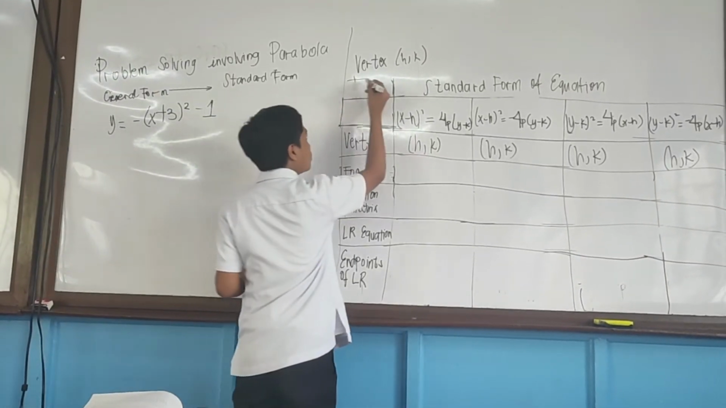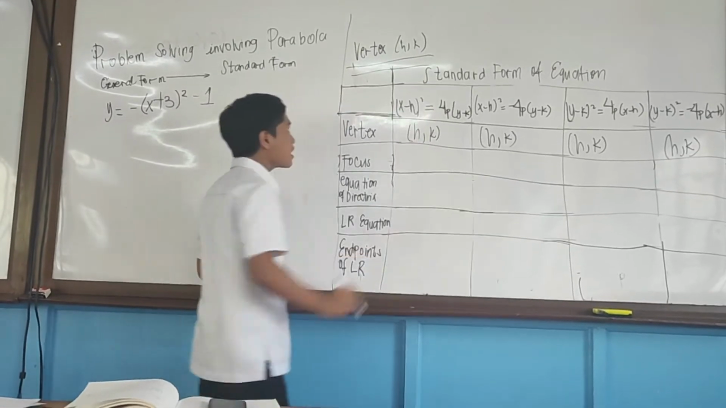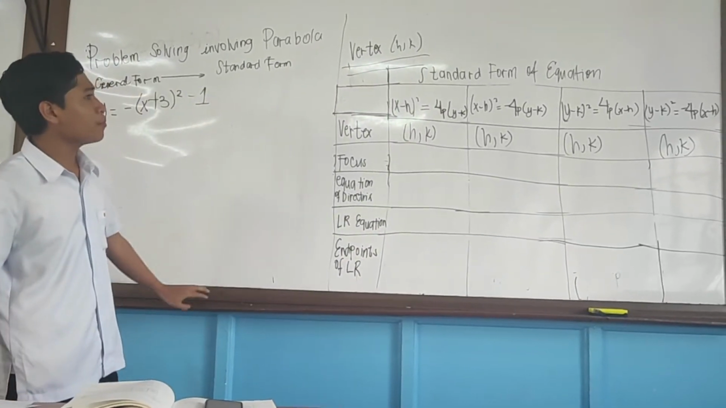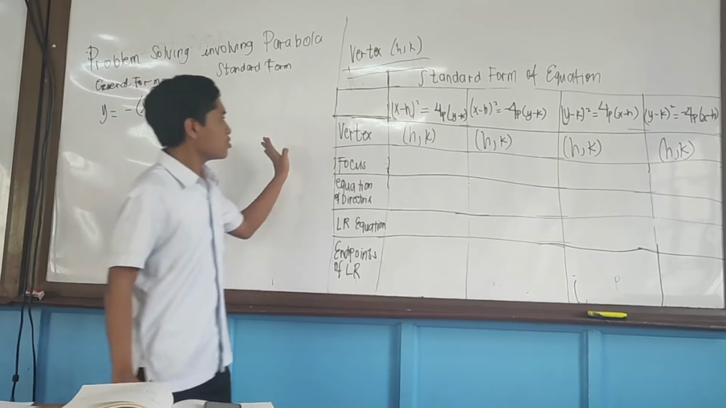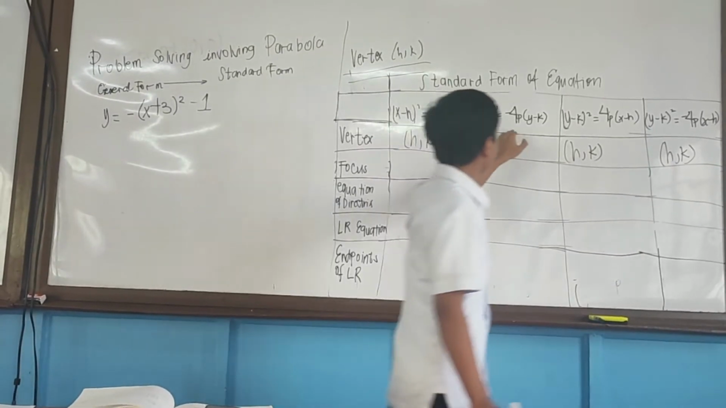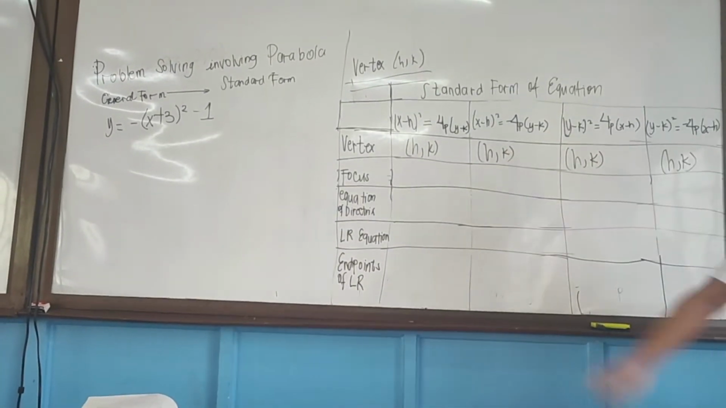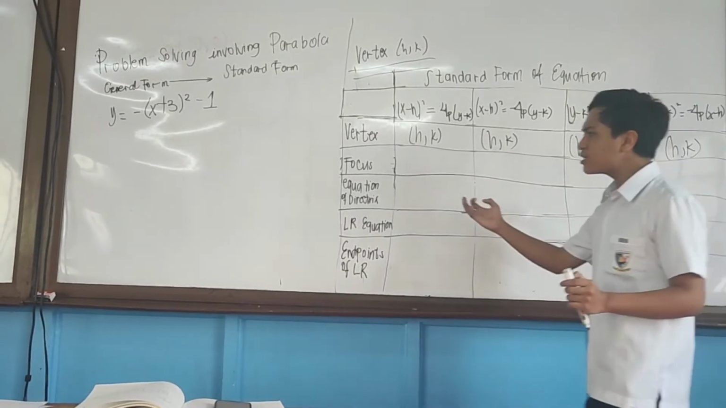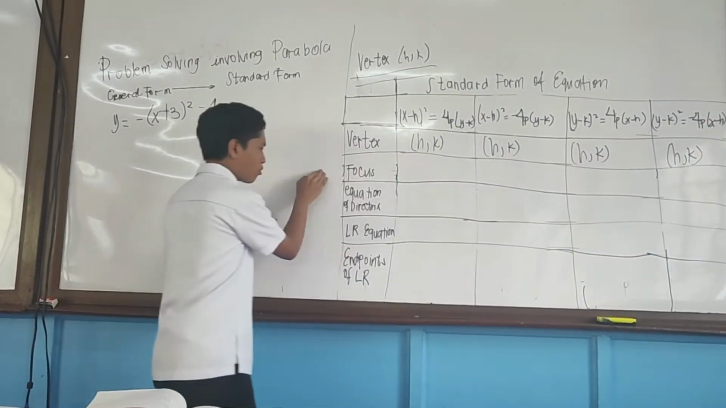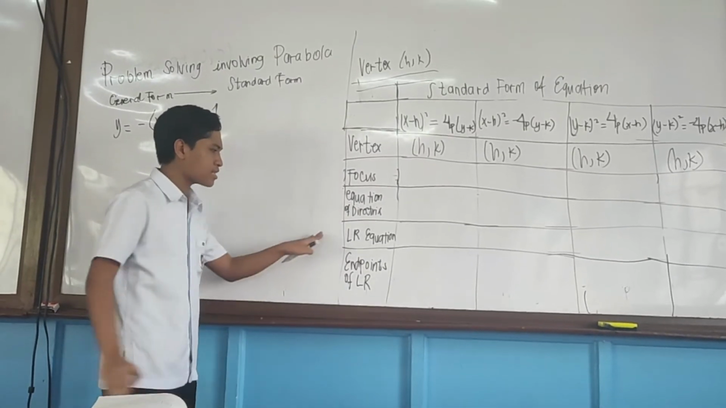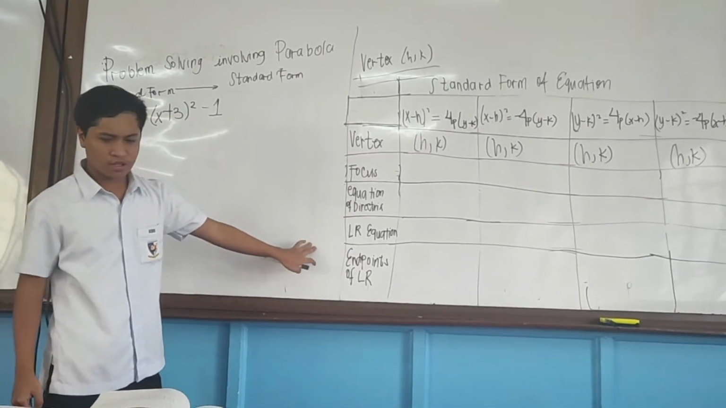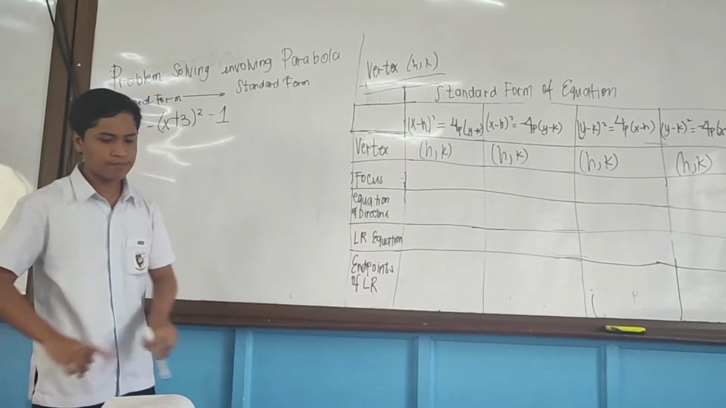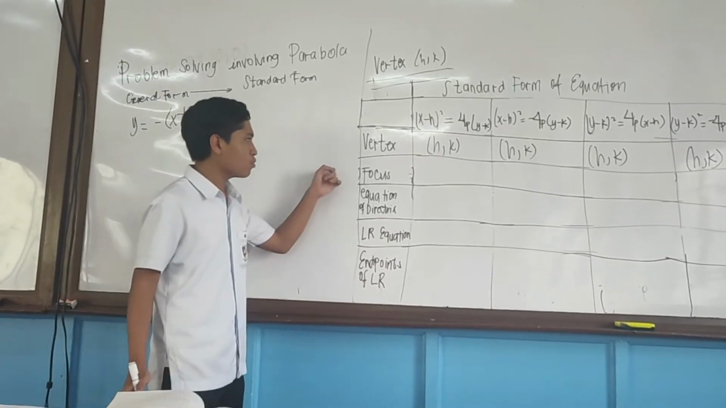Now let's move on to the vertex in the form of (h, k). These are all the standard forms of the equation from a while ago with vertex (h, k). Now let's find the possible focus, equation of directrix, LR equation, and the LR endpoints. First, let's have the focus.